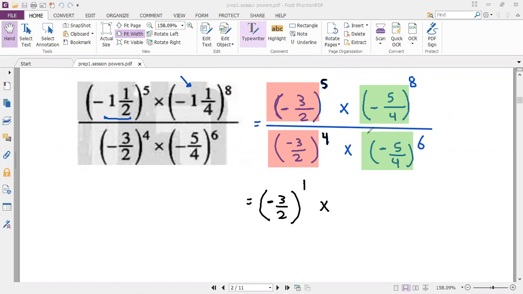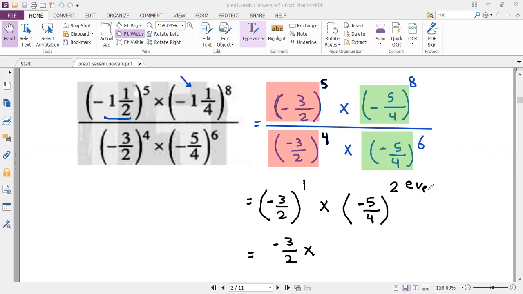Multiplied by, we have here like bases, -5/4, and we have at the bottom -5/4. So write -5/4. And then subtract powers. 8 minus 6 equals 2. And -3/2 raised to the power of 1, it's -3/2 multiplied by -5/4 raised to the power of 2.